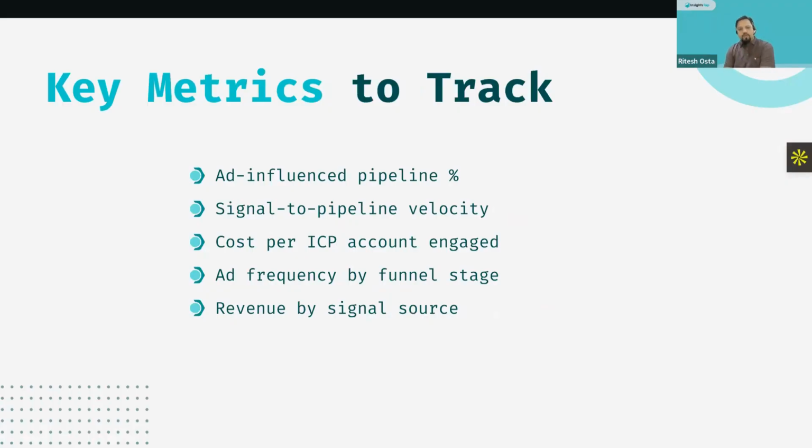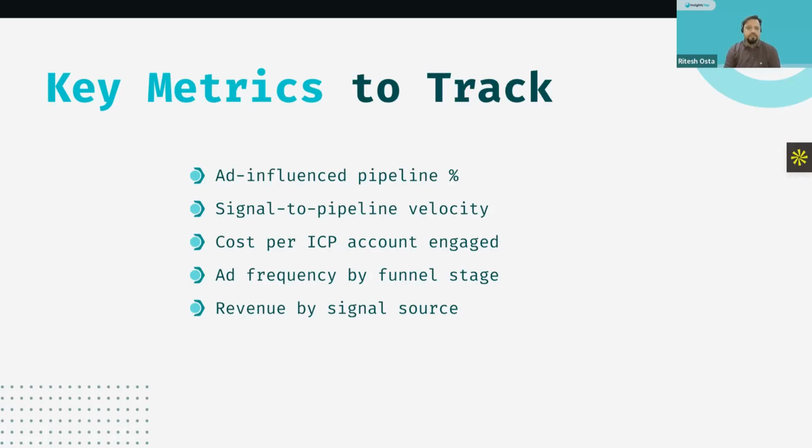Now, what are the key metrics to track? Once you have gone from traditional B2B marketing to bridge-ads-based ABM 2.0, what are the key metrics to track? Ad-influenced pipeline. Create segments within the CRM, HubSpot and Salesforce, to see what amount of pipeline got influenced or generated by ads. Check that out. Signal-to-pipeline velocity: whether the signal is increasing the velocity of the deal pipeline. That's another one. Cost per ICP account engaged. If you're engaging with ICP, what is the cost for that?